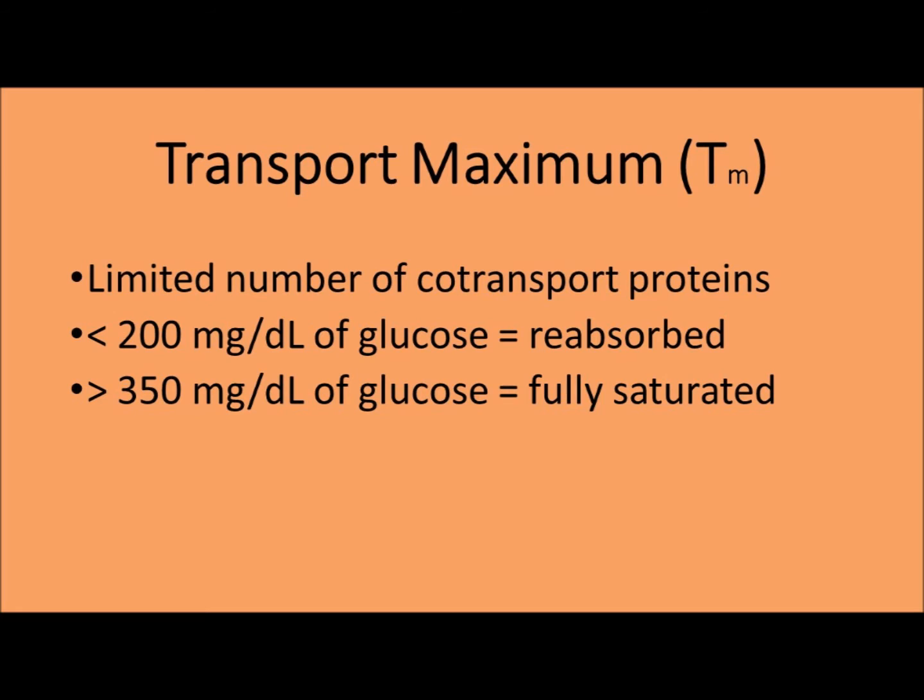If the concentration of glucose is less than 200 milligrams per deciliter, then it is all reabsorbed. The cotransport proteins are fully saturated and are at a transport maximum when the concentration of glucose exceeds 350 milligrams per deciliter. When this happens, the excess glucose is excreted in the urine.